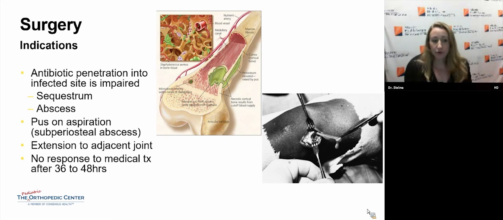If we do a bone aspiration and there's gross pus there, then that would be an indication to surgically debride that area. Also if there's a subperiosteal abscess, so not just an abscess in the bone, but also under the periosteum. If there's an extension to an adjacent joint, so if we're dealing with a septic arthritis, that is a surgical indication. And also if the patient's not responding to medical treatment in 36 to 48 hours, but they would still stay on those antibiotics or alter them based on what we find, sometimes in that case it's appropriate to go ahead and debride the bone.